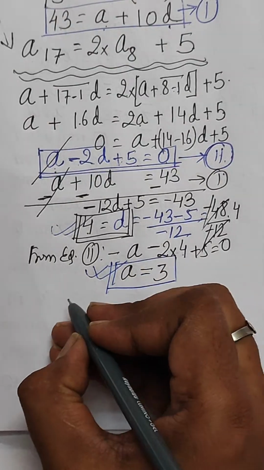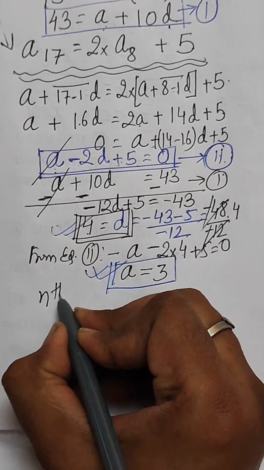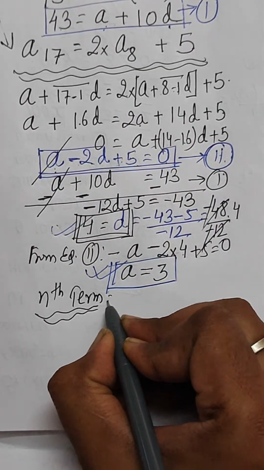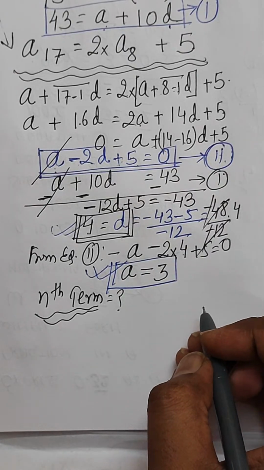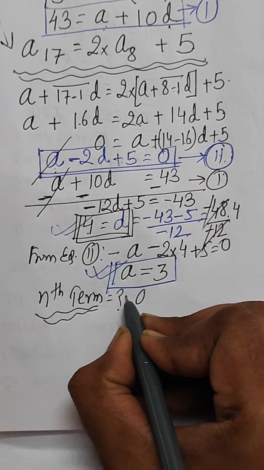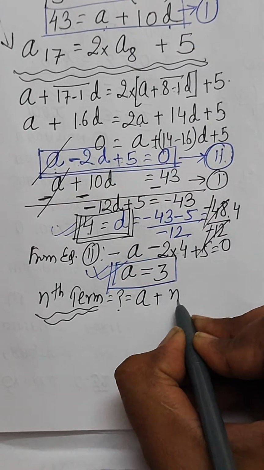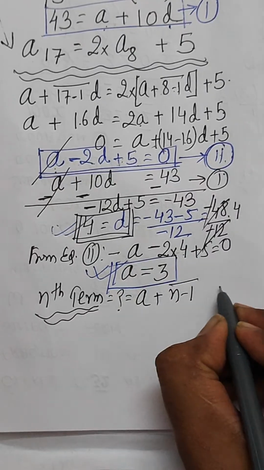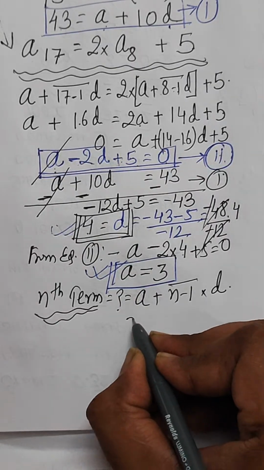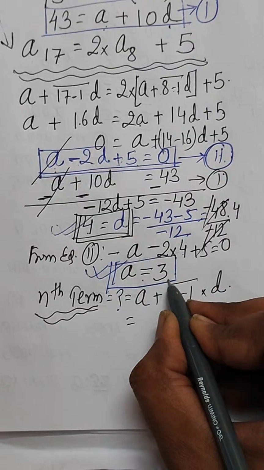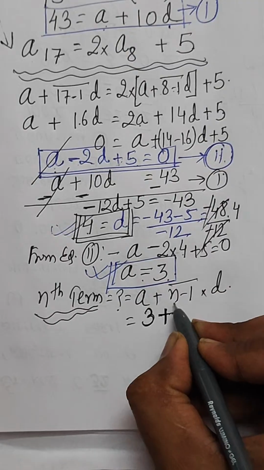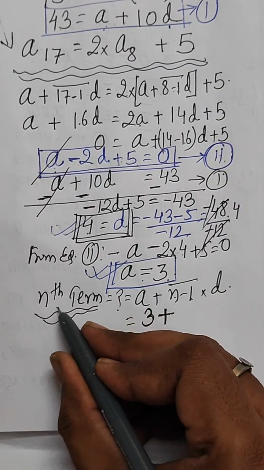Now the question was to find the value of the nth term. You can see in the description the complete question. So what is the formula of the nth term? The nth term is equal to a plus n minus 1 into d, multiplied by d. And what is the value of a which we have calculated? That is 3. So put the value of a as 3 plus n minus 1. So n is for the nth term.